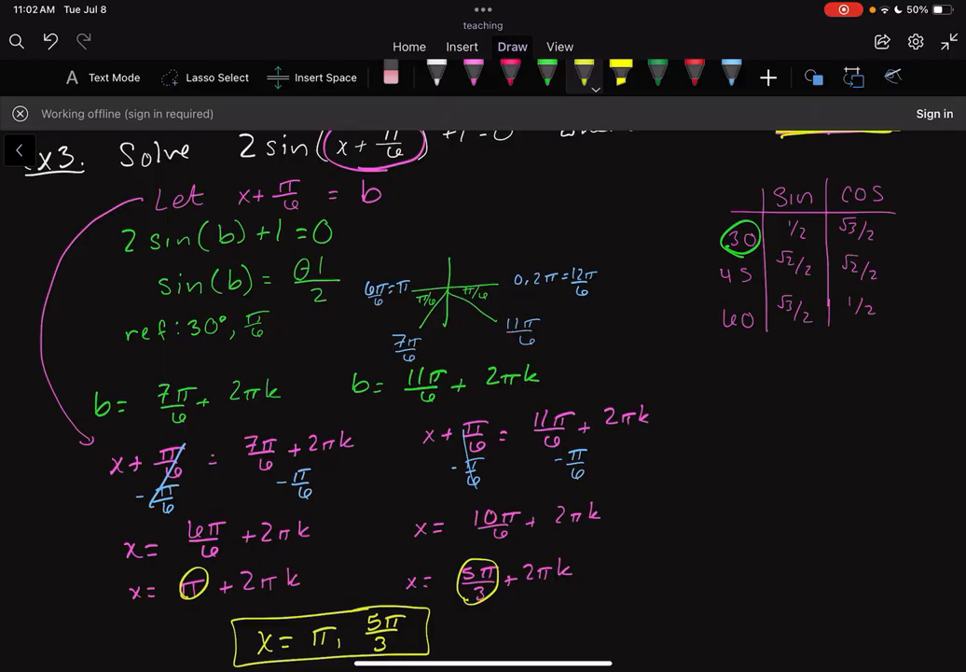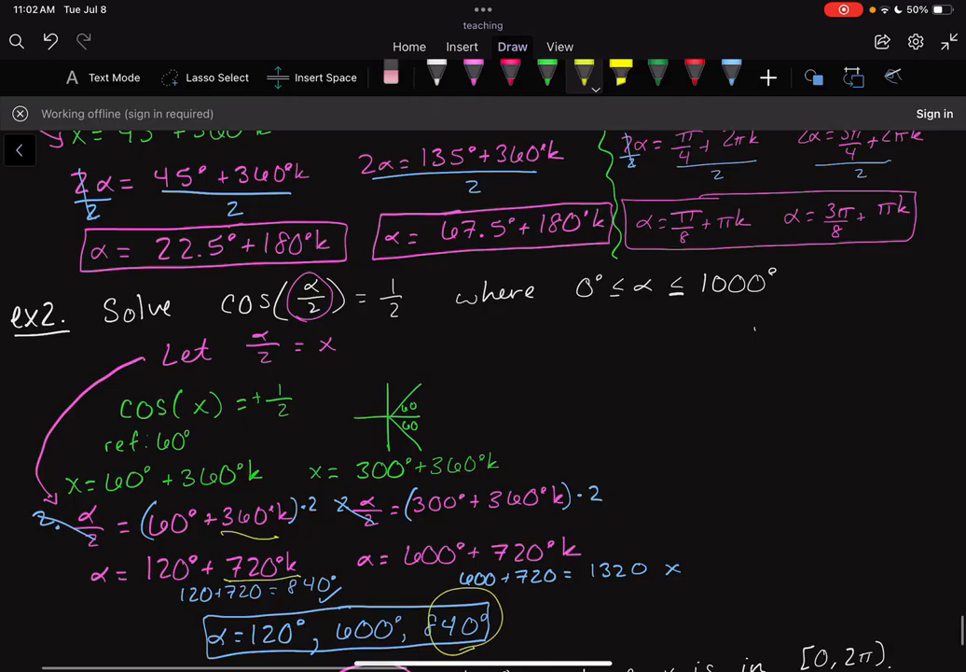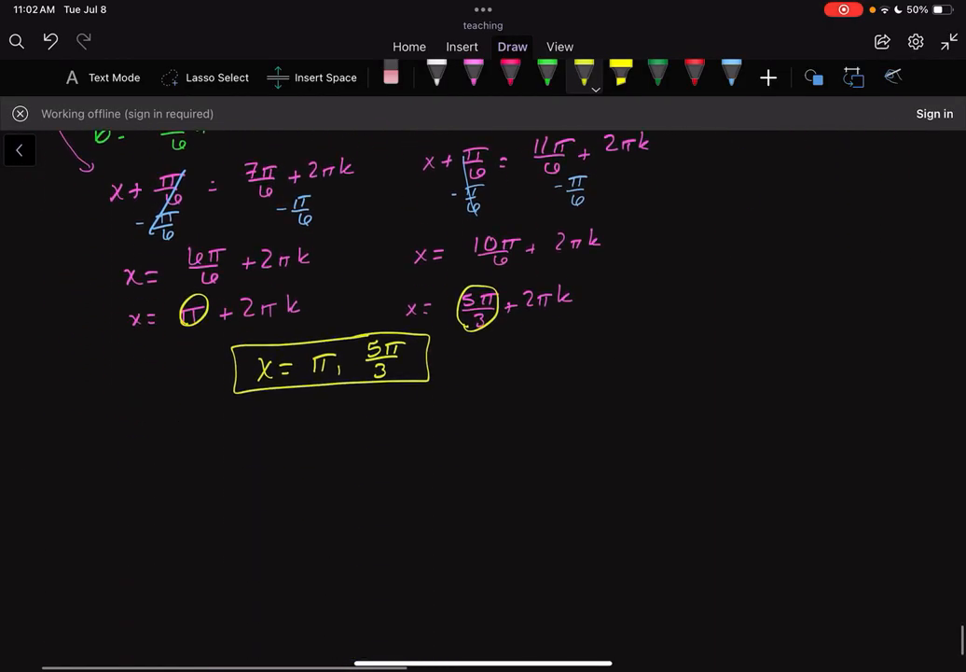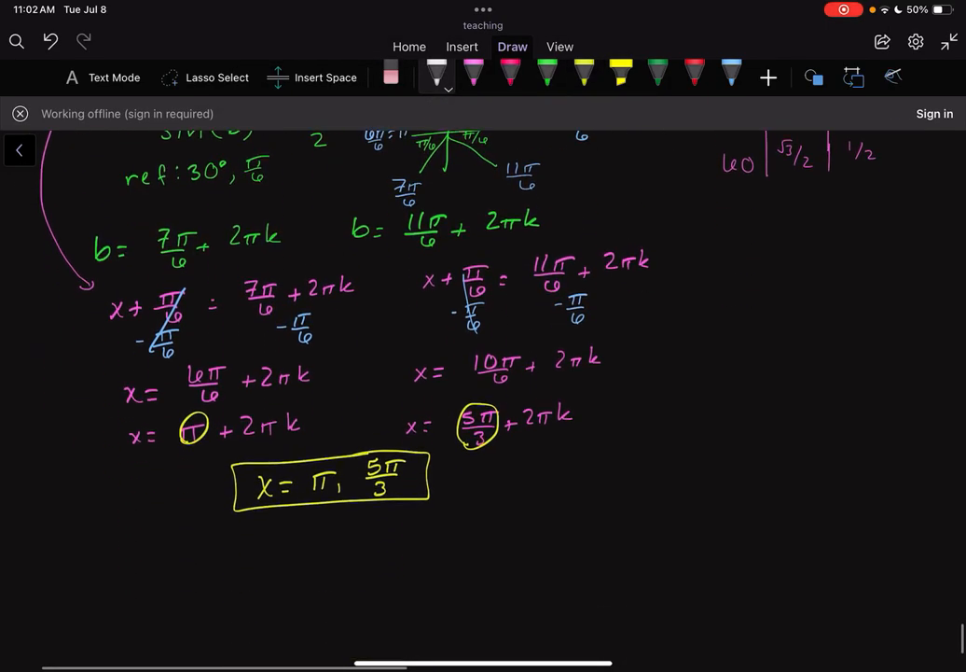For instance, with example 2, we needed to include the 360k because it changed to 720 and it actually ended up giving us another answer than we originally got, which is the 120 and 600. So you want to always keep the plus 360k or plus 180k, whatever it is, just in case you need it. However, you will find that sometimes you won't need it. Not that you didn't need it, it just maybe didn't result in anything, but that's okay.